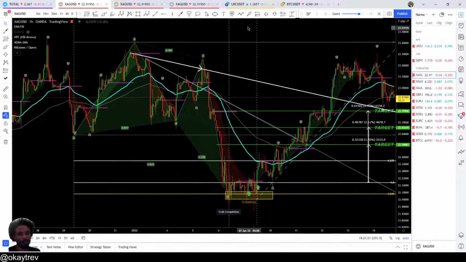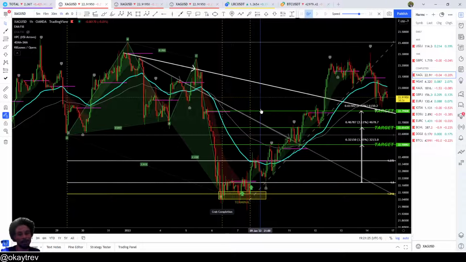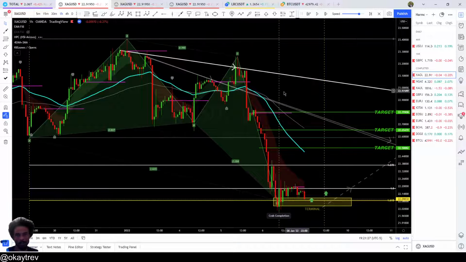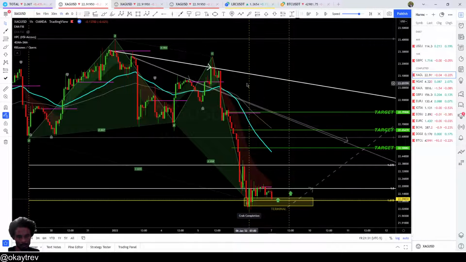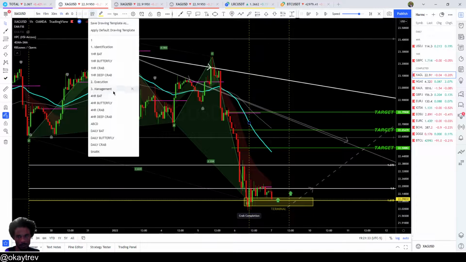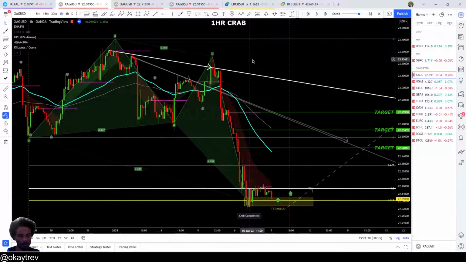Silver exploded. This is one. Not even gonna really explain this one. I'm just gonna let this one run. I'm not even gonna go down to the lower time frame. This is a 1 hour crab. One hour deep crab, excuse me.